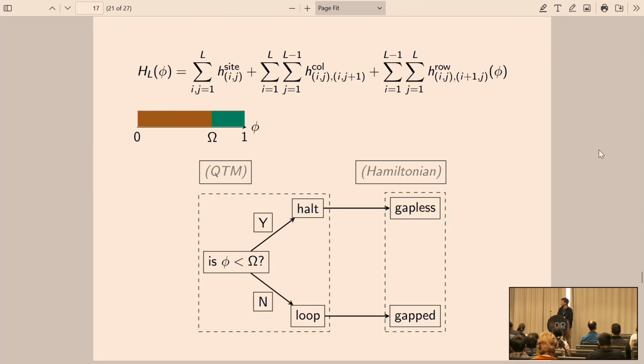So we can detail our picture of what the Hamiltonian is doing a little bit. We can start to talk about quantum Turing machines that we're then going to embed in the ground state of the Hamiltonian instead. So we're going to design a quantum Turing machine such that if phi is less than omega, then it halts, and then somehow map that to a gapless Hamiltonian. And in the other case, it loops, and then somehow map that to a gapped Hamiltonian.